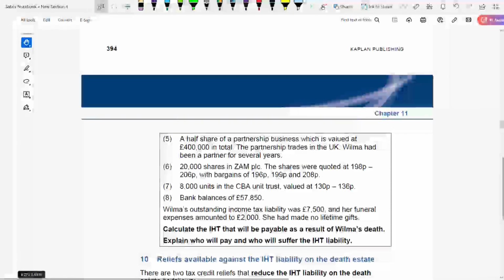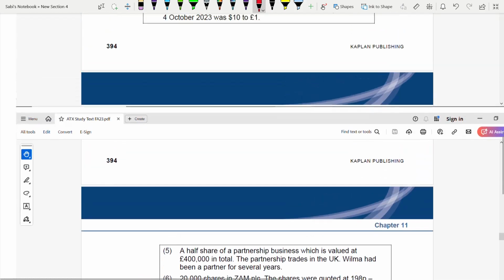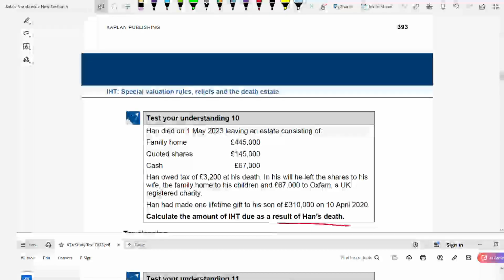Calculate the IHT that will be payable as a result of Wilma's death. Explain who will pay and who will suffer the IHT liability. And you have some 8 points. So let us first finish with test understanding 10.